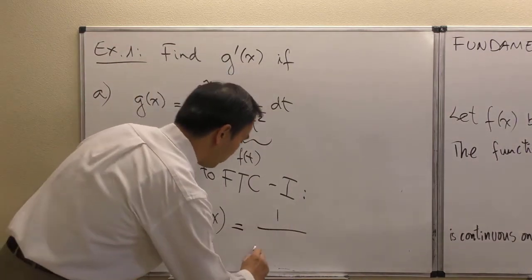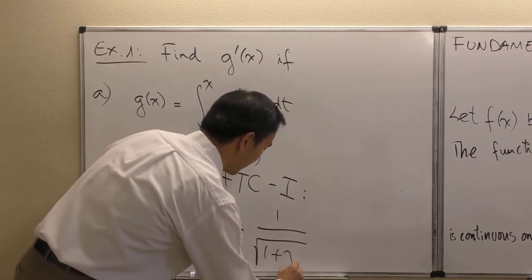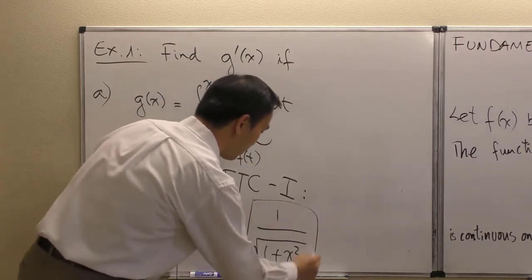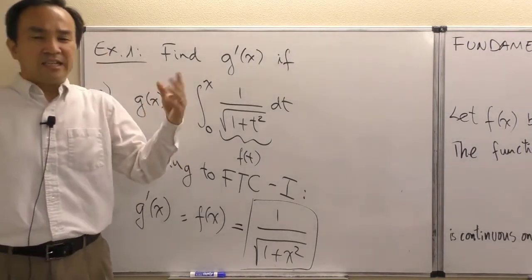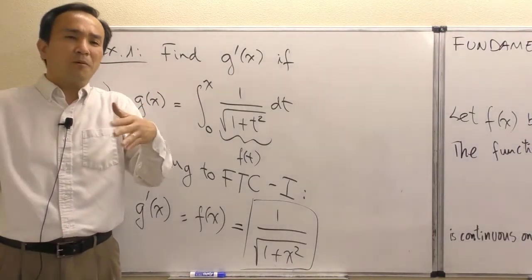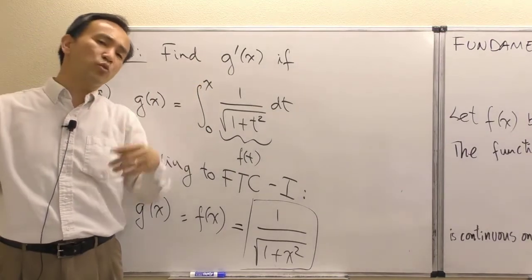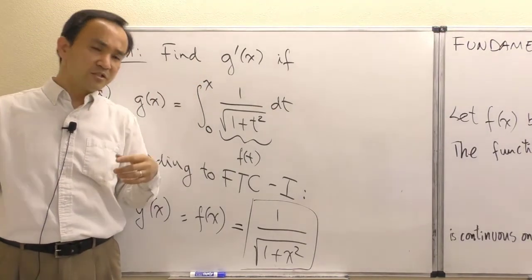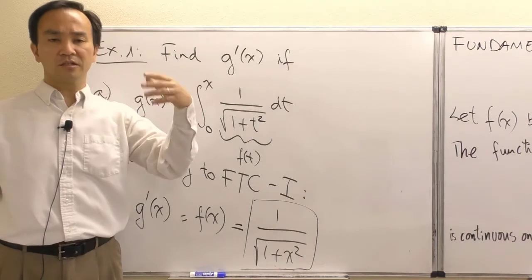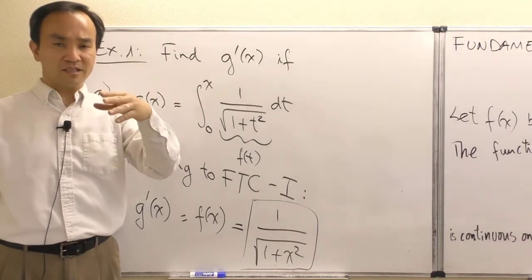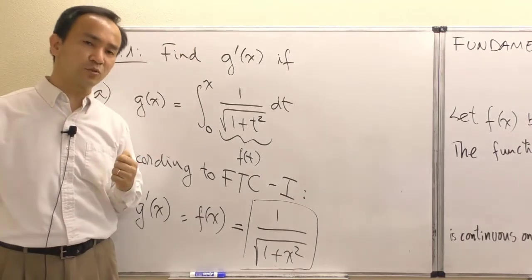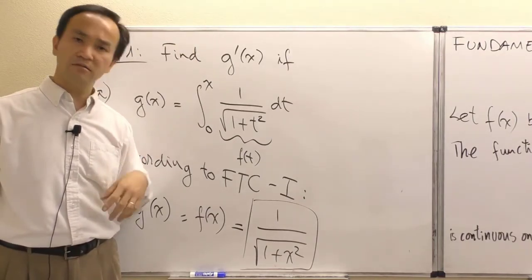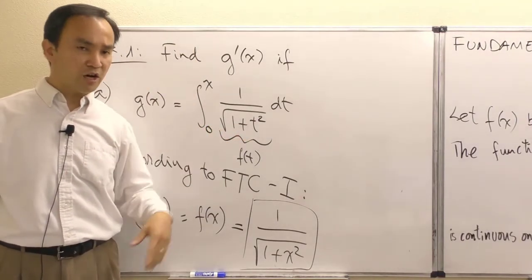Bingo. 1 over square root of 1 plus x squared, ladies and gentlemen. Without knowing the actual g, is g of x really like a 1 plus x squared inside the square root? Is g of x really the 1 plus the x cubed in parentheses to the square root, again to the 1/2 power? We don't know any of that. We don't need to know any of that, right?